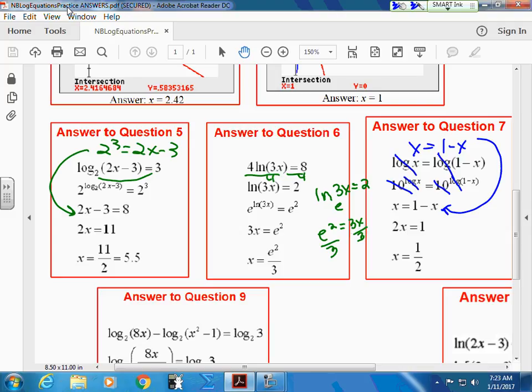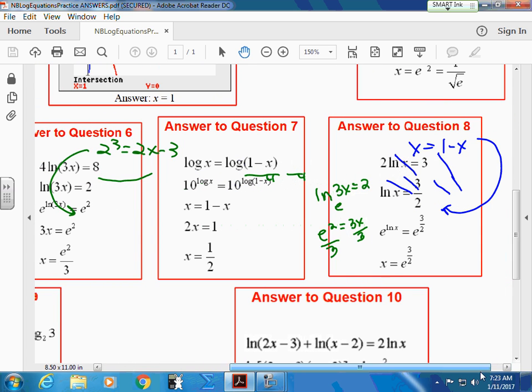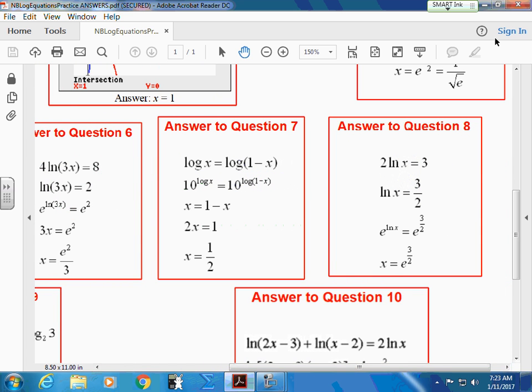Good? Any questions on these? Because these were good examples. Logs on one side, logs on both sides, and logs all over the place. Okay, here's 8. Again, you have a choice, guys. Let's divide by 2 the way they did. Use your e. e raised to the 3/2 is equal to x. You can just put this in, give me 3 decimals. I just stop there because that's the exact value.